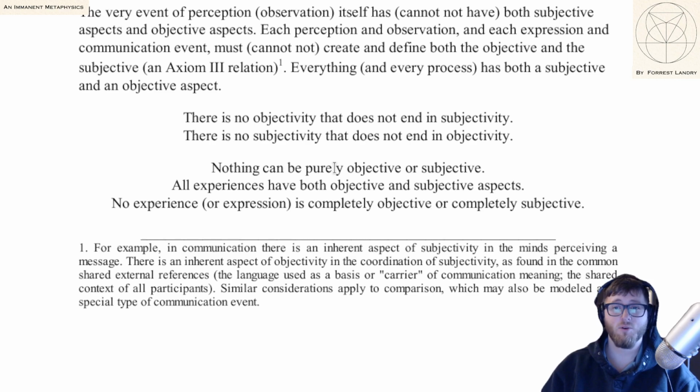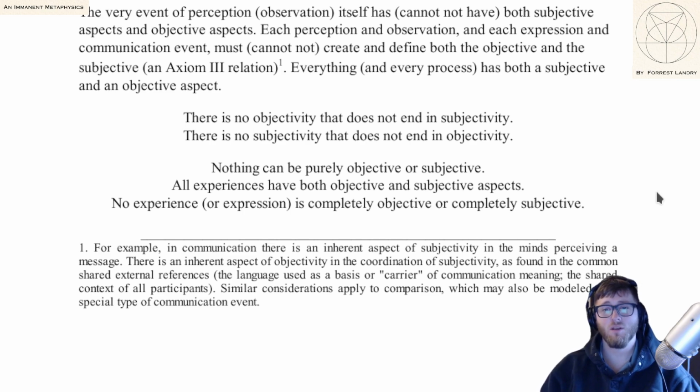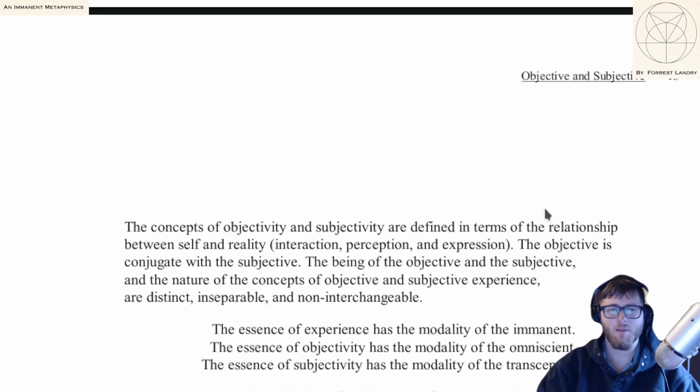Everything has both a subjective and objective aspect. There is no objectivity that does not end in subjectivity. There is no subjectivity that does not end in objectivity. Nothing can be purely objective or subjective. All experiences have both objective and subjective aspects. No experience or expression is completely objective or completely subjective.